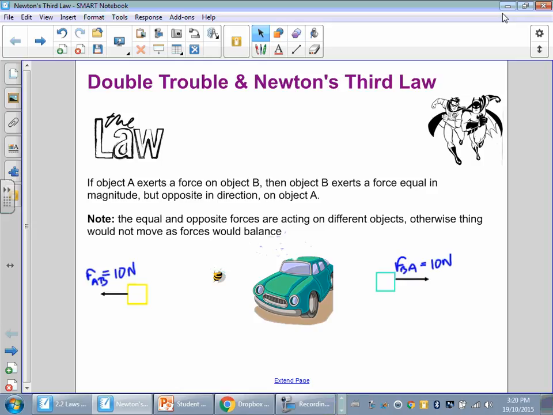So there's some very important parts there, in that the force is equal and opposite, but it's acting on two different objects. Otherwise, if it was acting on the one object, then nothing would in fact move because there would be no unbalanced forces acting.